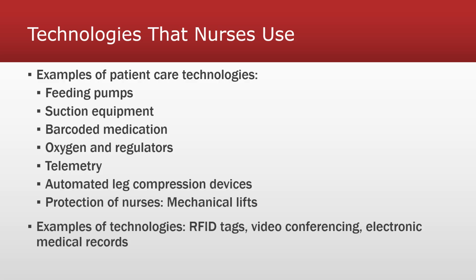Today's nurses don't just rely on stethoscopes and thermometers. Technology is woven into nearly every part of their work. On the front lines of patient care, nurses use feeding pumps to deliver nutrition safely, suction equipment to clear airways, and barcoded medication systems to ensure patients get the right drug at the right time. They regulate oxygen, monitor patients through telemetry, and use automated compression devices to prevent blood clots.